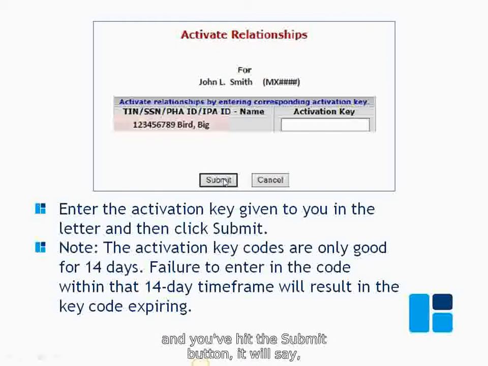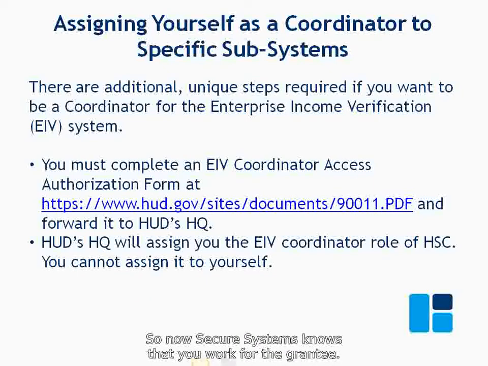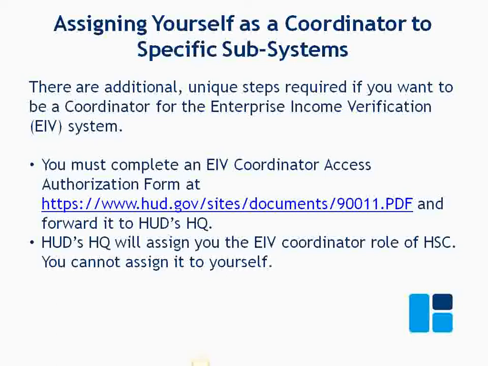and you hit the submit button, it will say, "You've established your business partner relationship. Thank you. Good job," or something to that effect. Okay. So now Secure Systems knows that you work for the grantee, and now you will be able to give yourself access to the subsystems that grantees get access to. That's a quick process for 4 of those systems.